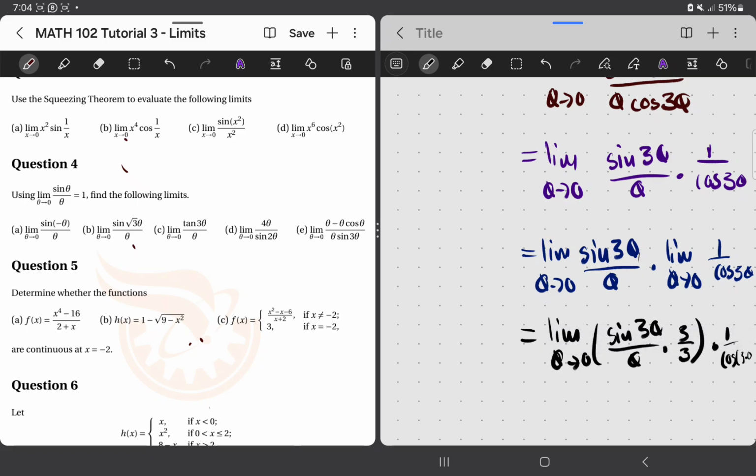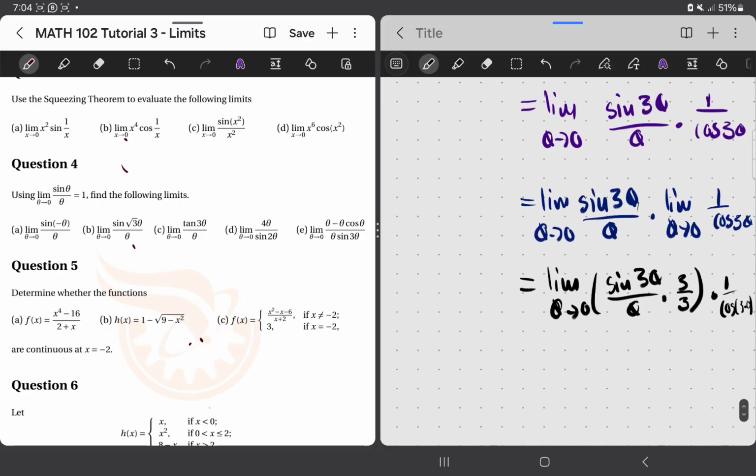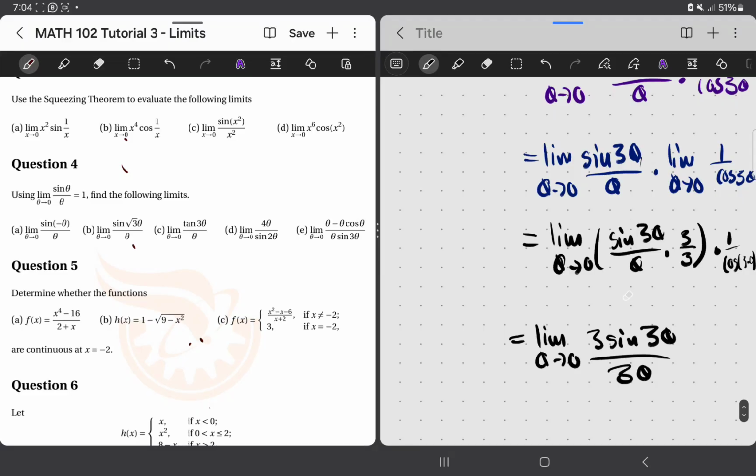So it's 3 times 0. This is going to be equal to the limit as theta goes to 0 of 3 sine 3 theta over 3 theta. Why did we change this to a 3 theta? Because we can't change this sine 3 theta. We have to change the bottom to be a 3 theta to be like the top. And this is going to be multiplying.